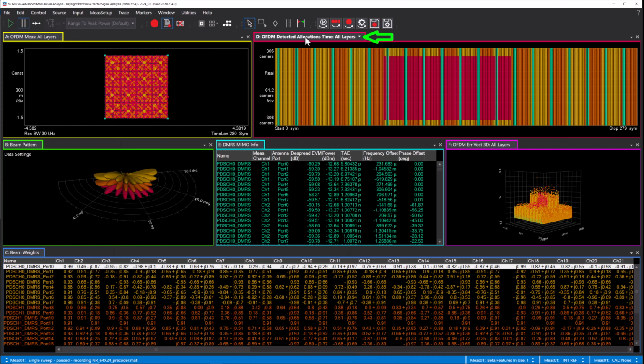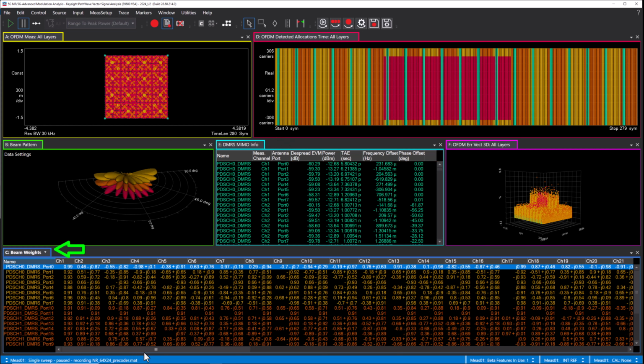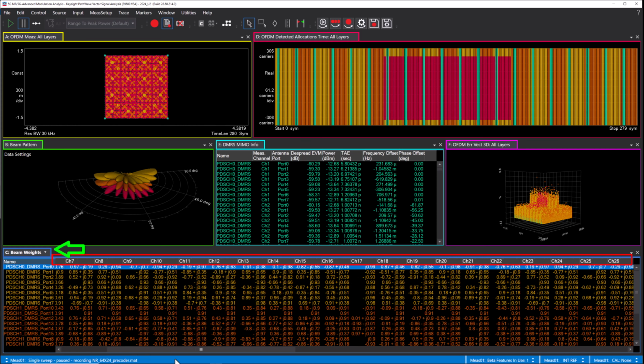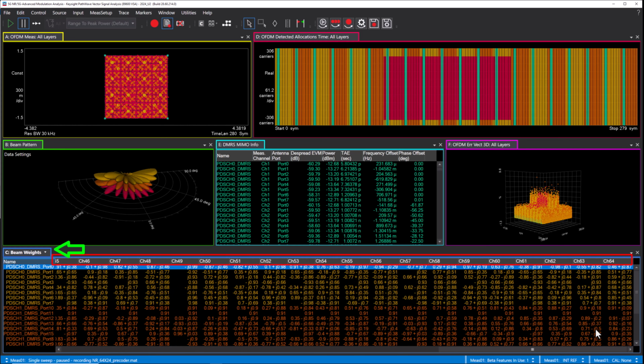The detected allocations trace allows visualization of time and frequency allocations for each user. The MIMO info table reports matrix and impairments for each antenna port, including EVM, power, time alignment error, frequency, and phase offset. The beam weights trace shows the measured beam weights for each of the 64 physical antennas, both in magnitude and phase, allowing verification of the beamforming algorithm. The 3D plot visualizes the resulting beam pattern from these weights.